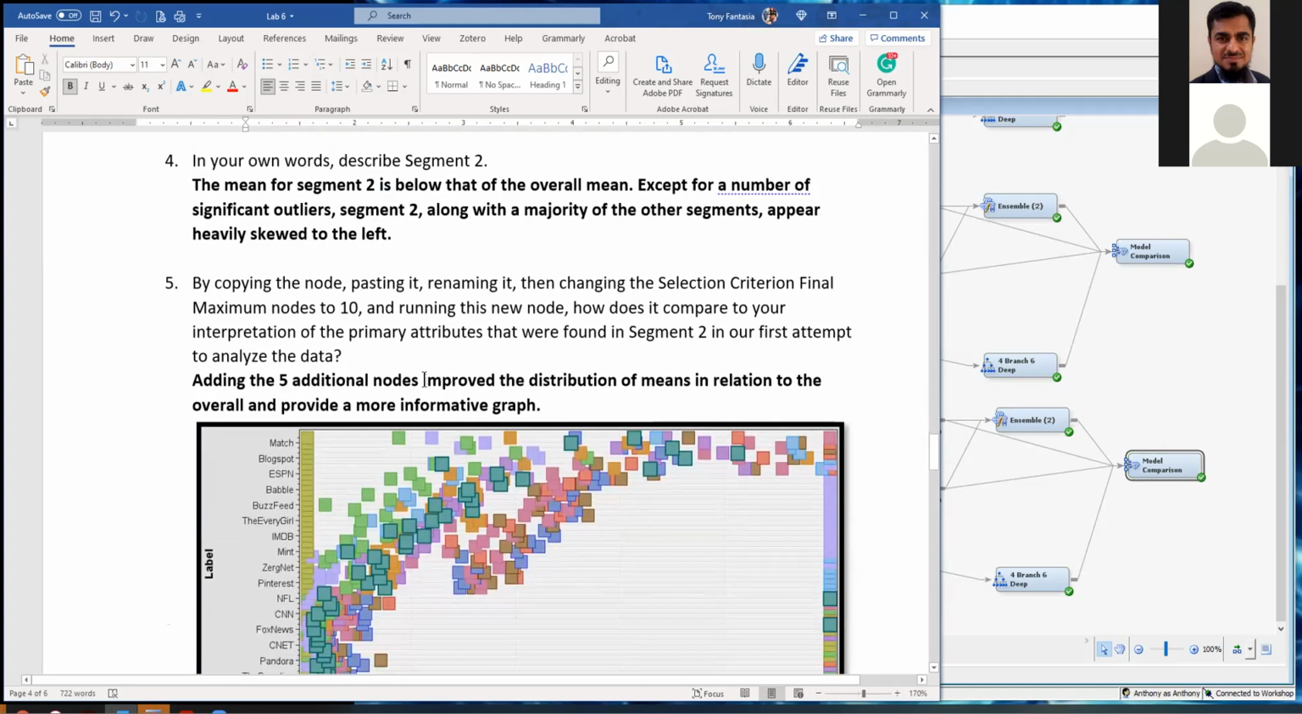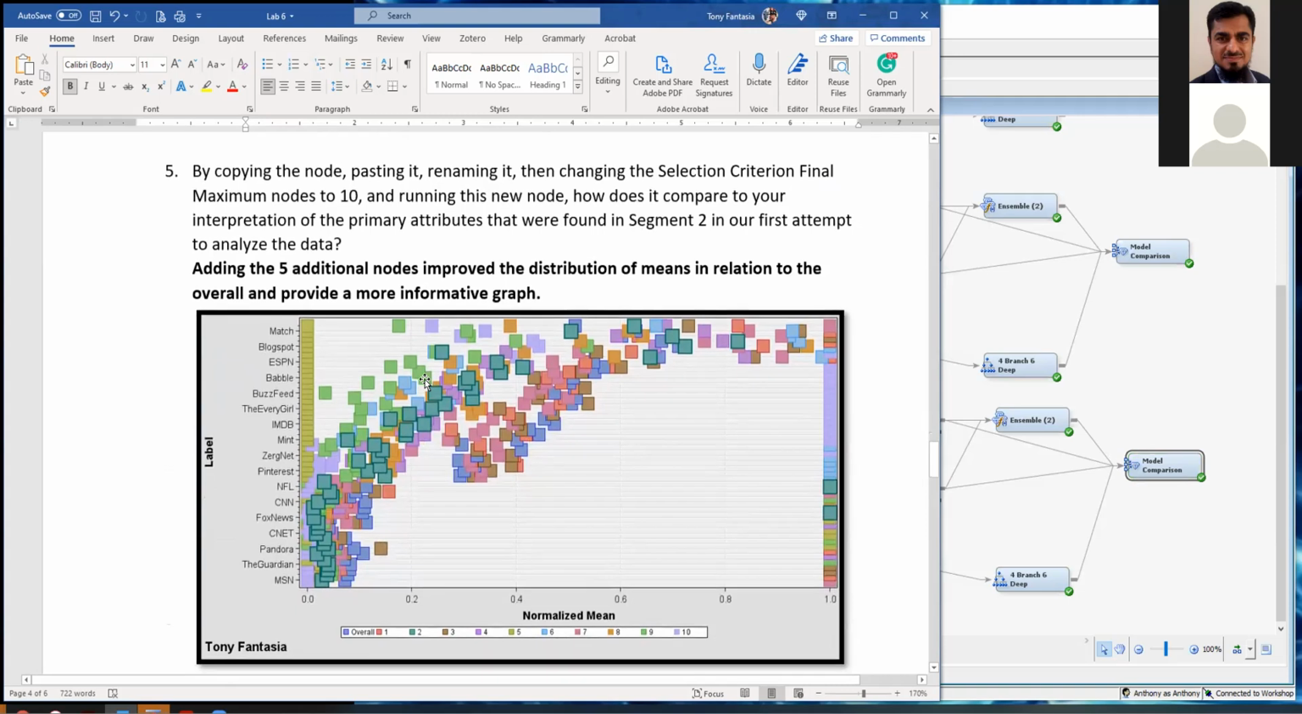So then for number 5, by copying the node, pasting it, renaming it, then changing the selection criteria final maximum to 10. This is just changing that cluster 5 to cluster 10 and running a new node. How does it compare? So adding the 5 additional nodes improved the distribution of means in relation to the overall and provided a more informative graph.